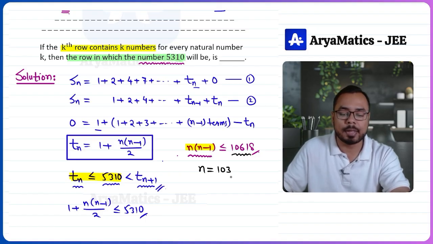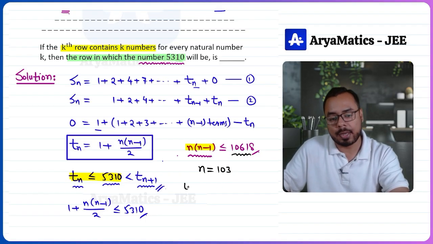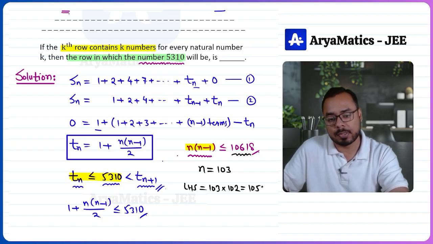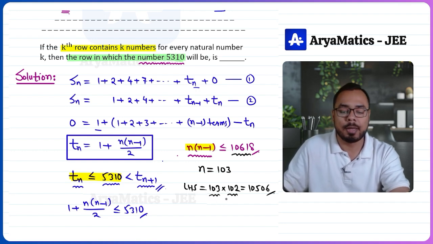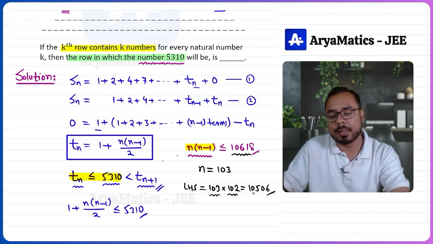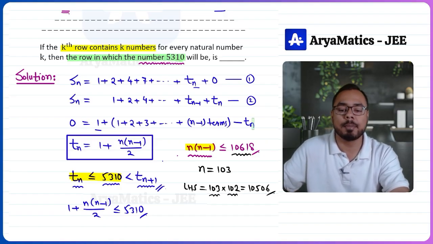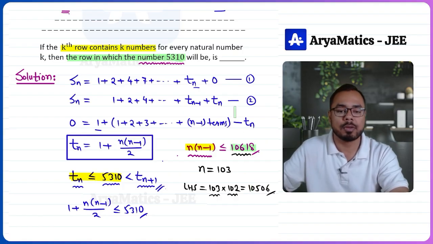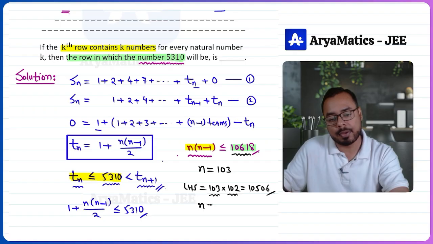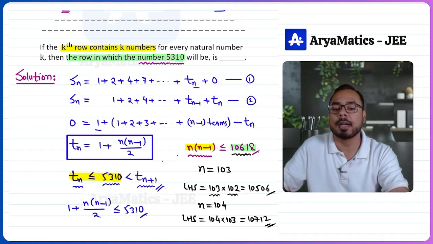So if I take n as 103, then what is the left hand side here? This will be 103 multiplied by 102, so this will become 10506, right? We can break this as 100 plus 3 into 100 plus 2 and then multiply. So if I take n as 103, this will be the left hand side, and obviously this number is smaller than 10618. Also, if I take the next possible value, n as 104, then the left hand side will be 104 into 103, and this will be 10712, which is bigger than this number.